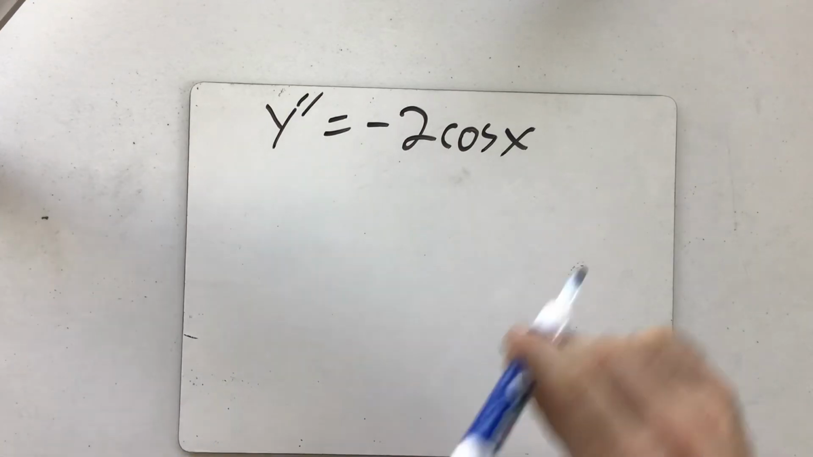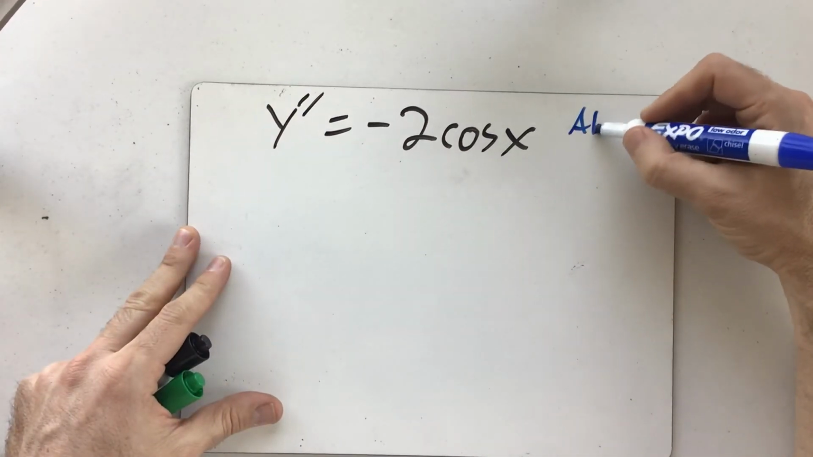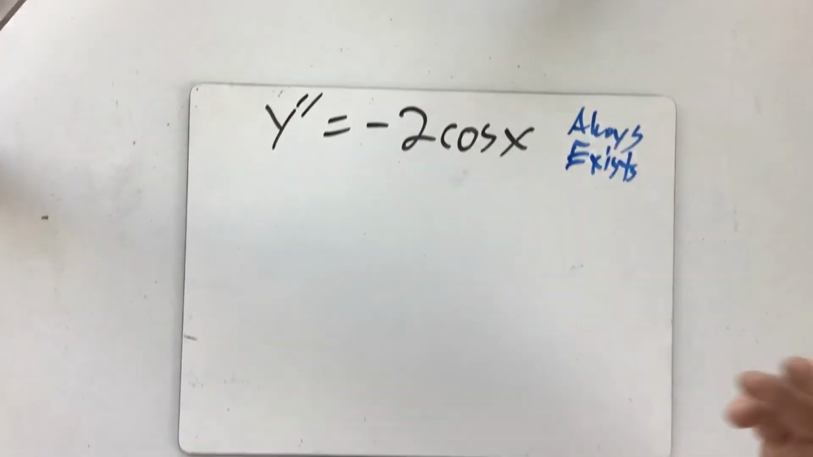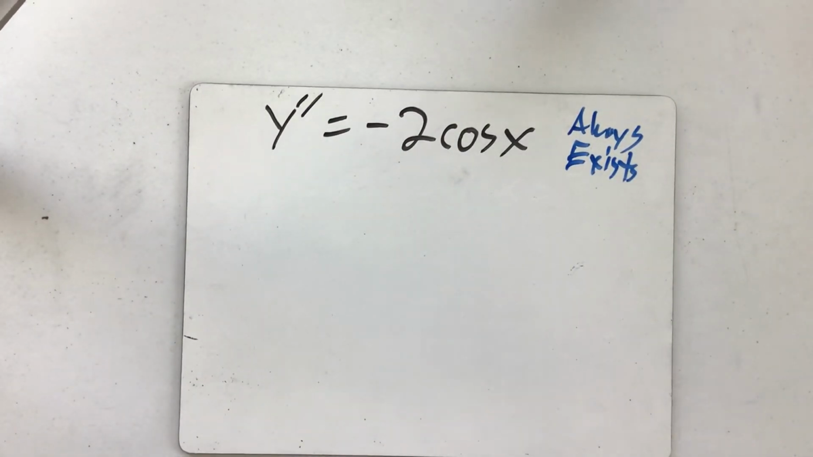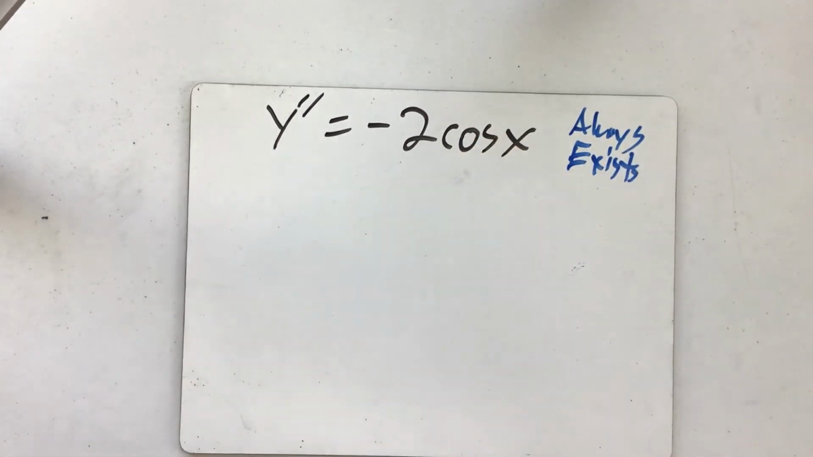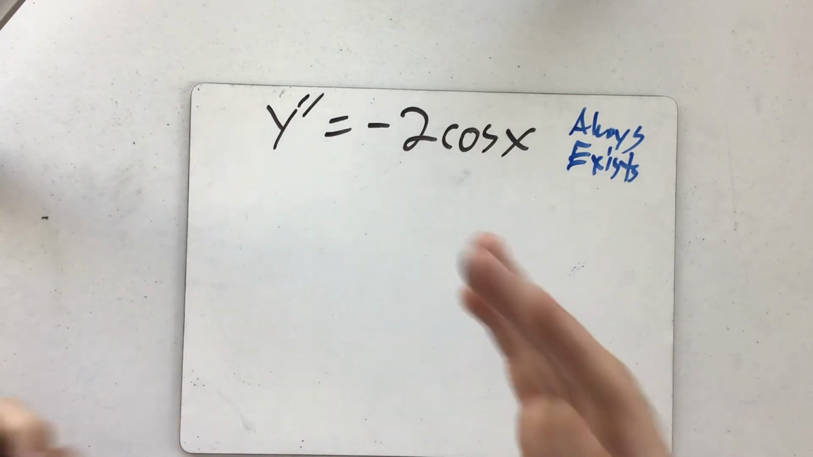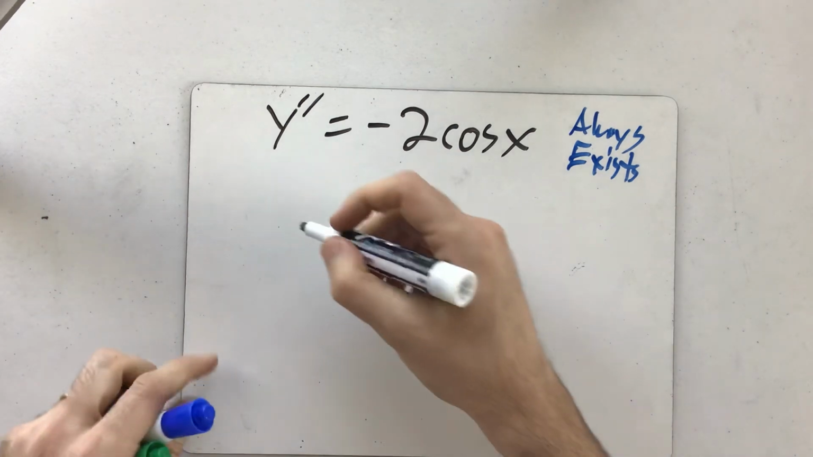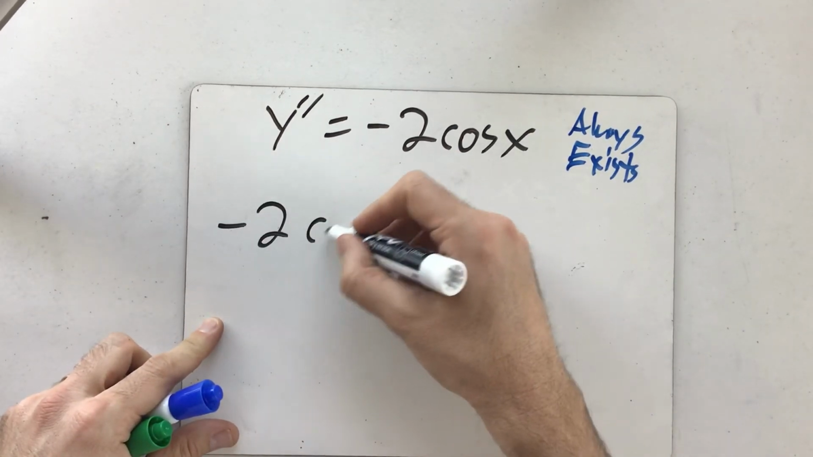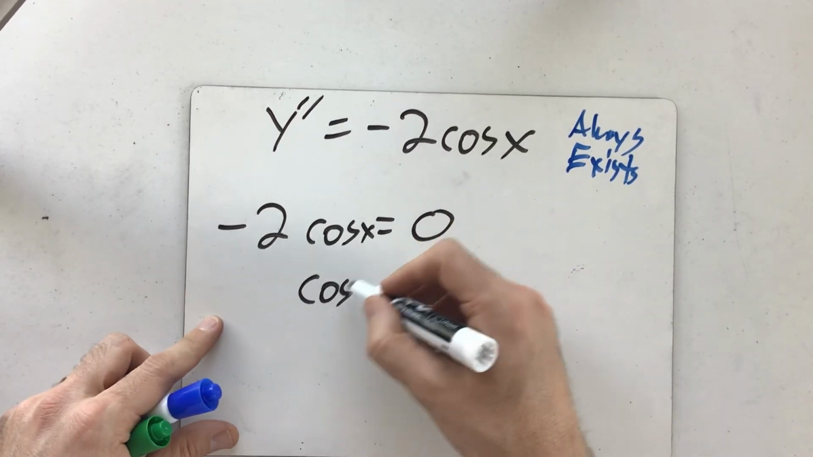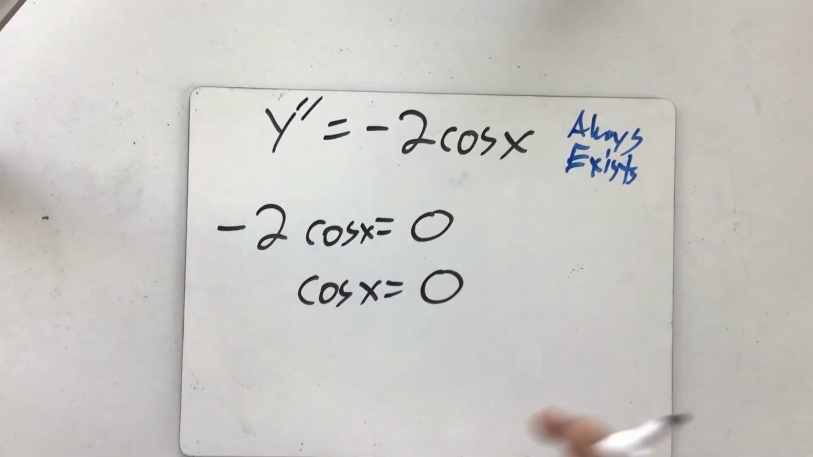So notice this always exists. How do I know it always exists? It always exists because we never have a spot where we're dividing by 0 or taking the square root of a negative number, or it's not a tangent or secant that has an asymptote in it. So now all we have to do is solve this equal to 0. So I'll do negative 2 cosine of x equals 0. And this is just the same as figuring out where cosine of x equals 0.